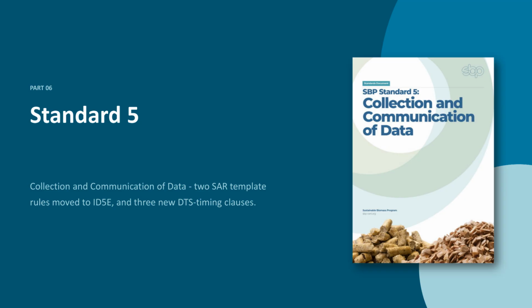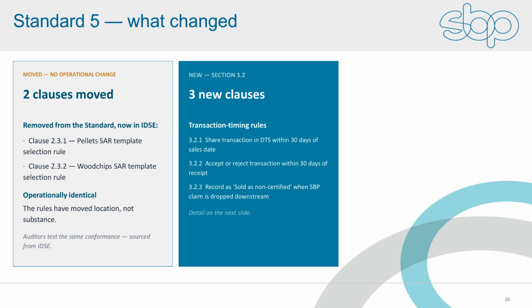We're now moving into part 6, standard 5, collection and communication of data. 2 SAR template rules have moved to ID5E, and 3 new DTS timing clauses have been added. 2 changes to flag at the standard 5 level. First, 2 clauses have moved out of the standard. Clause 2.3.1 on the pelletsar template selection rule and 2.3.2 on the woodchipsar template selection rule are now in ID5E. The rules are operationally identical. They've moved location, not substance. Auditors test the same conformance, just sourced from ID5E.